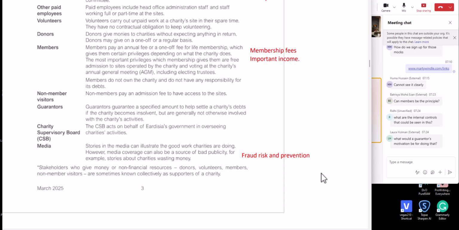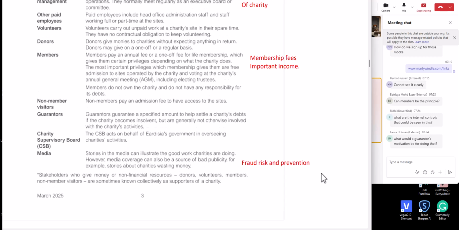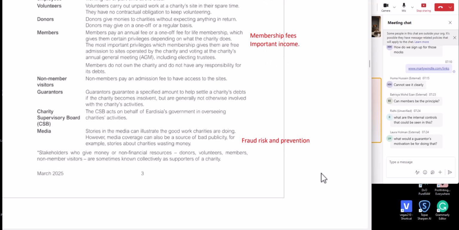Laura Holman says, what would the guarantor's motivation be for doing that? Philanthropy, Laura. People do things, they're not like Donald Trump. They do things because it's a nice thing to do. They're not always transactional. They're not always getting something out of it. They might want to support the charity because they're rich, and the charity needs a guarantor, and they want to support the charity's goals, and they don't want the charity to have any problems financially. So philanthropic.